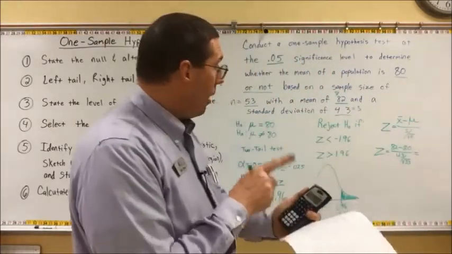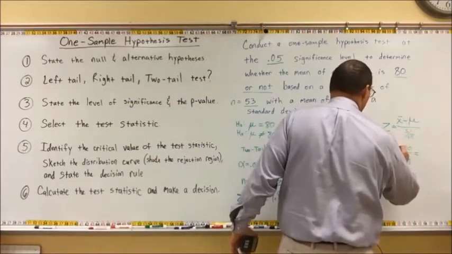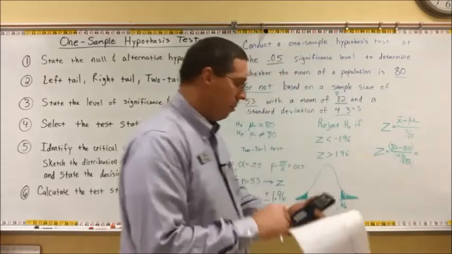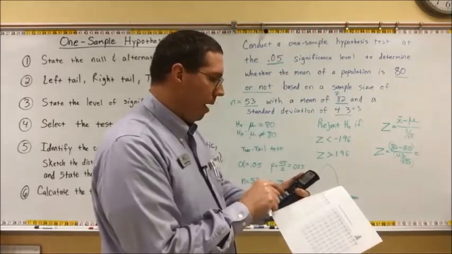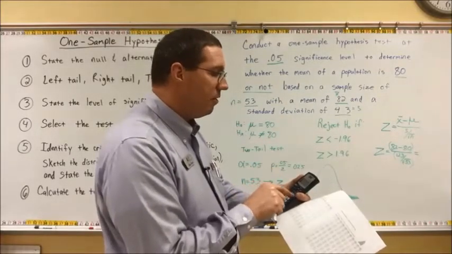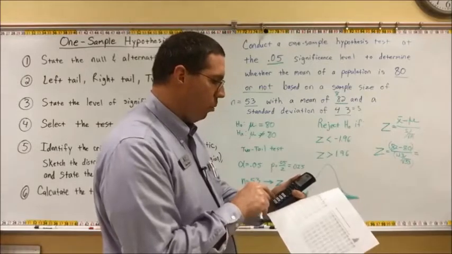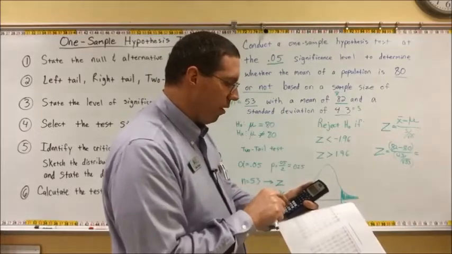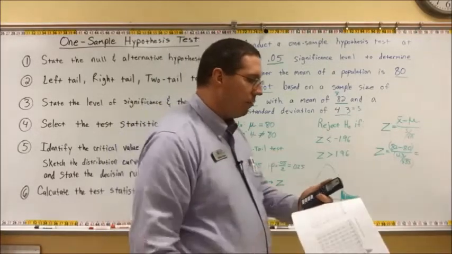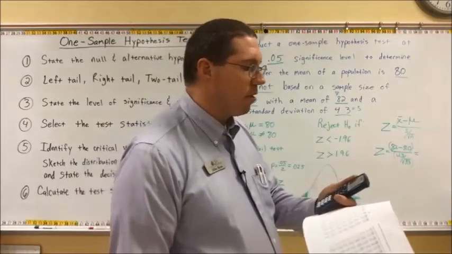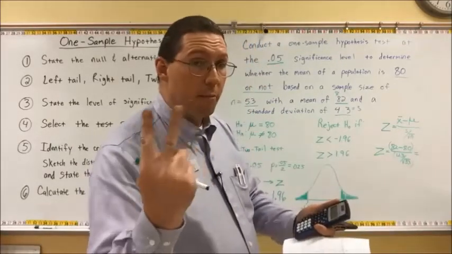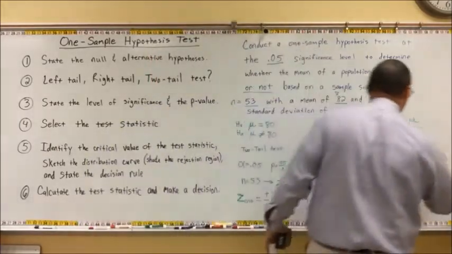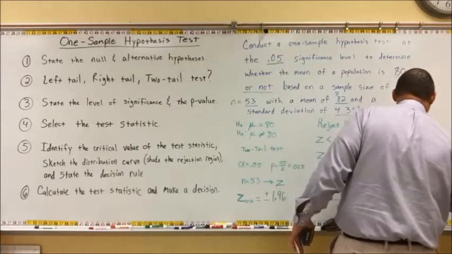So we're going to type it in. And what I do is I put parentheses around this, and then I put parentheses around this. So I'm going to go parenthesis, 82 minus 80, close parenthesis, divided by parenthesis, 4.3 divided by second square root of 53, close parenthesis. Now when I press enter, I get 3.38609. I'm going to go to two decimal places, which instead of 3.386 would be 3.39. And so my test statistic is 3.39.